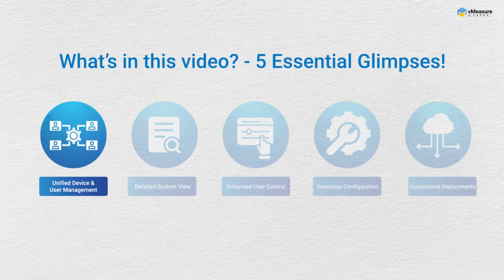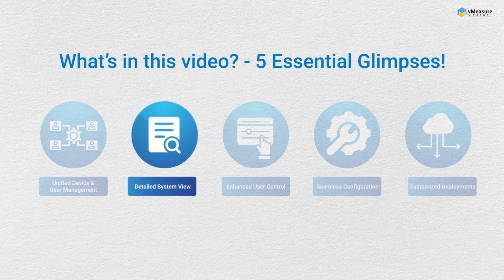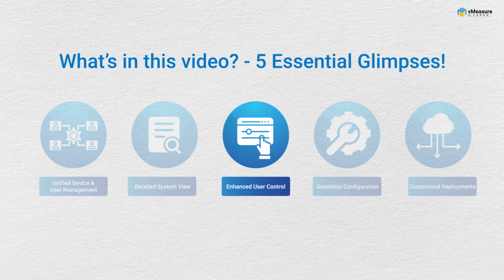First, we will explore how vMeasure Forge offers a centralized console, allowing you to manage devices and users across various locations. Next, delve into the Systems menu where you can access in-depth details of each device, ensuring timely renewals and uninterrupted service. We will then navigate to the Users menu, showcasing how you can view users' details, assign system pins, and manage device access controls.